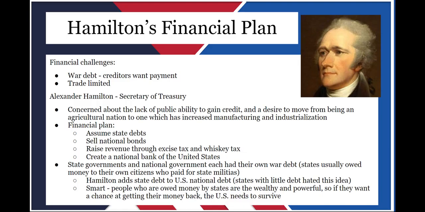So places like New England that were in very heavy debt and would benefit the most from this plan obviously supported it, but a lot of Southerners hated it. This is actually really smart, though, because the people who were owed money were the wealthy and powerful of those states. So if they wanted a chance to get their money back, the U.S. needed to survive. So he really did a good job at tying together the interests of the citizens, especially the wealthy, powerful citizens, to the success of the American government, basically saying, hey, if we assume these states' debts, then now the U.S. government is the one who has to pay back the creditors.